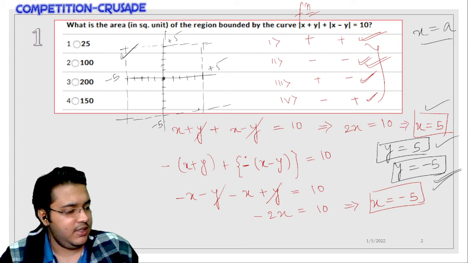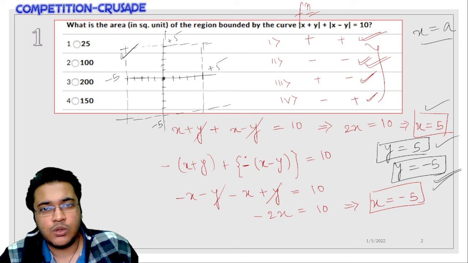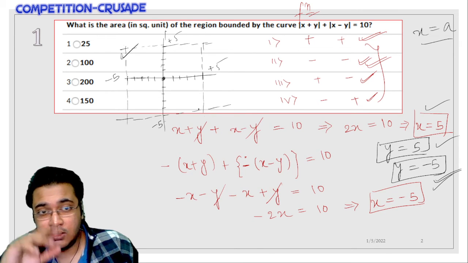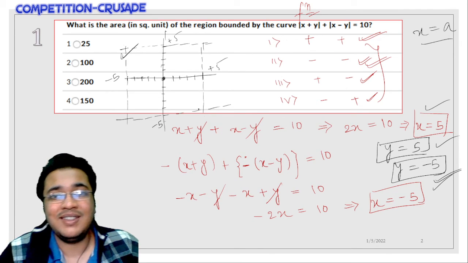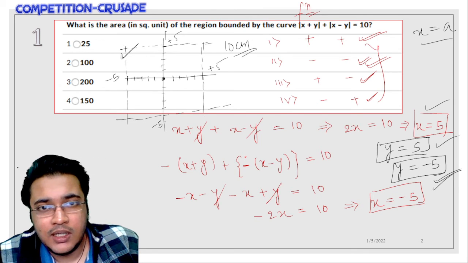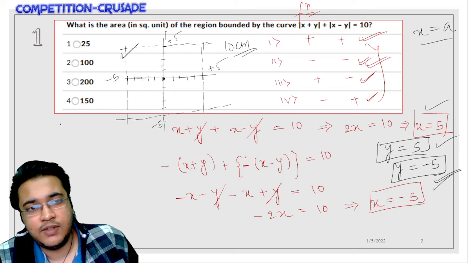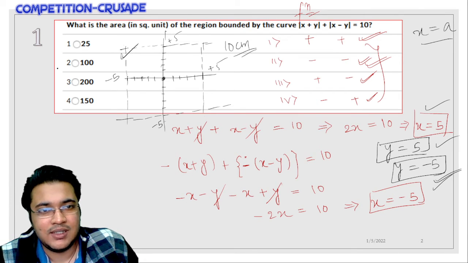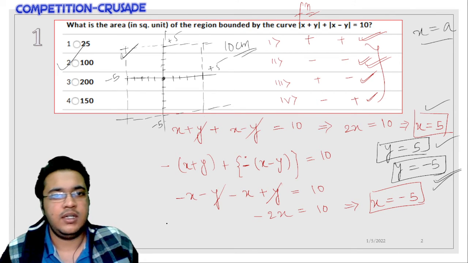Okay, so effectively this is a square, and the square, the side length of which is 10 centimeters. Okay, so I really don't need to tell you the area of that figure, the side length of which is 10 centimeters, so which is but obvious 100.